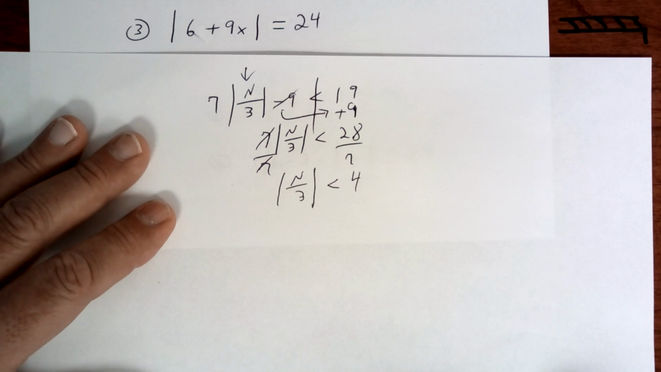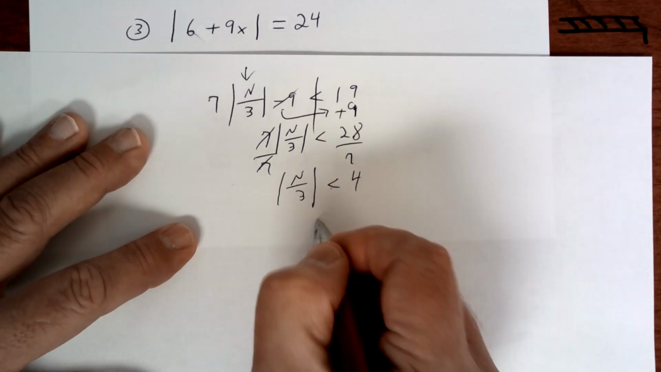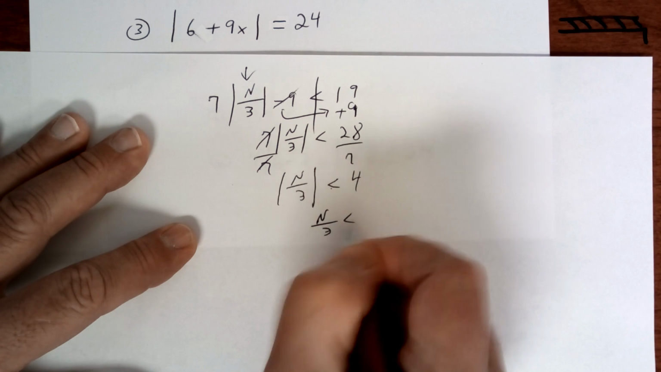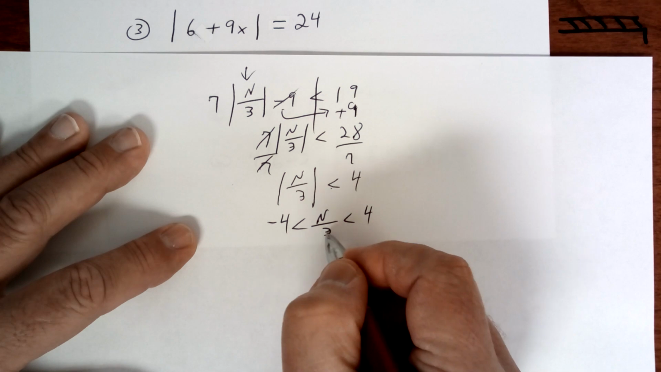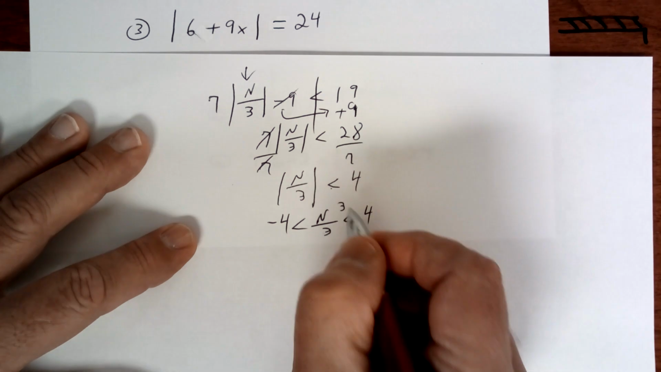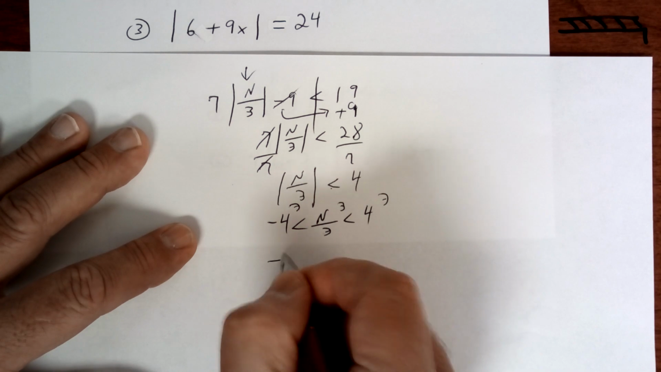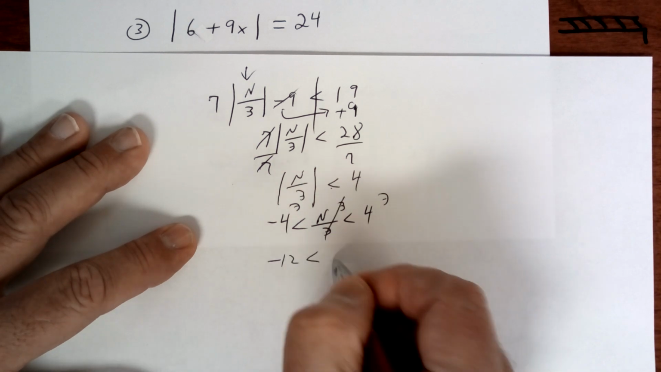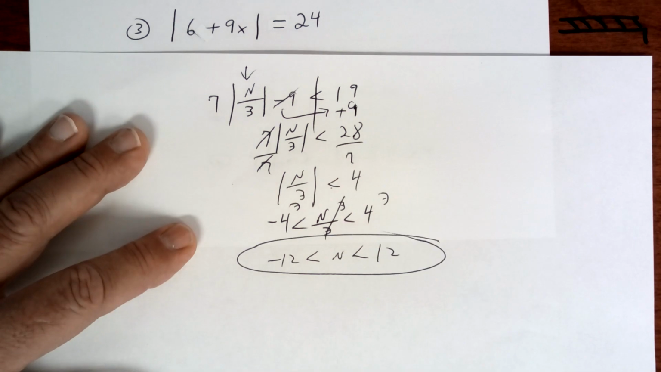Now it's pointing towards it, so it's going to be the sandwich. So it's going to be n over 3, positive and negative. So you're going to multiply by 3. When you do, you get negative 12, and then positive 12. So it's in between those two and exclusive.